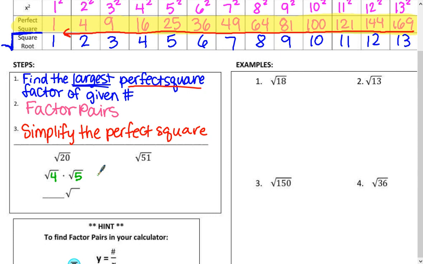Alright, so now I found the largest perfect square. I listed out my factor pairs. This was our step 2. And now my step 3 says to simplify the perfect square. Well, what is the square root of 4? It is whole number 2. So we call this 2 square root 5, or 2 root 5, and that is our final answer.